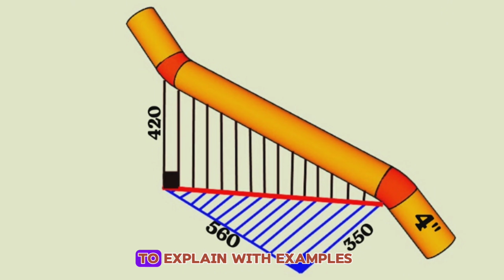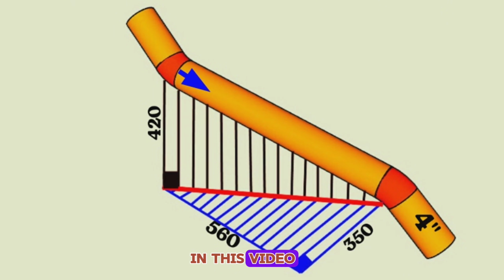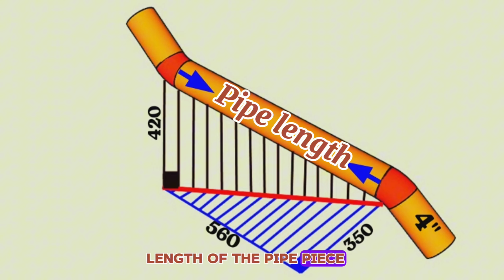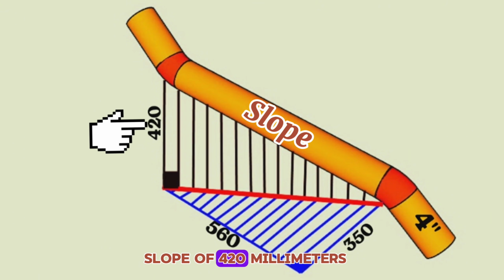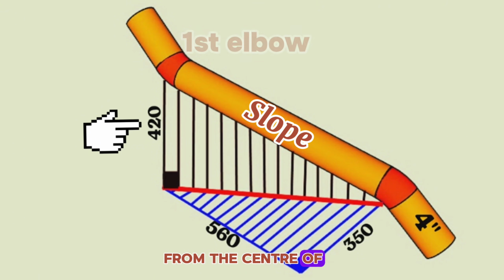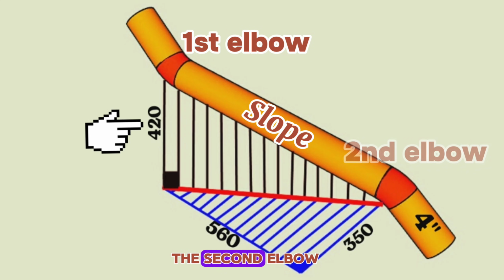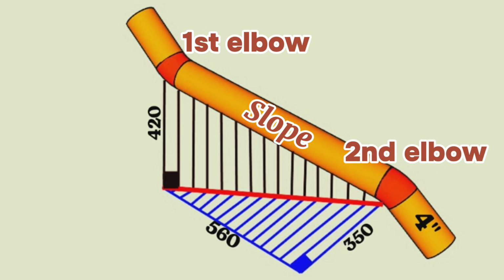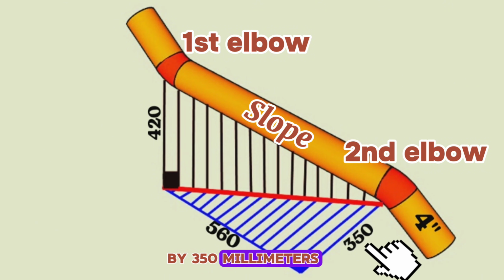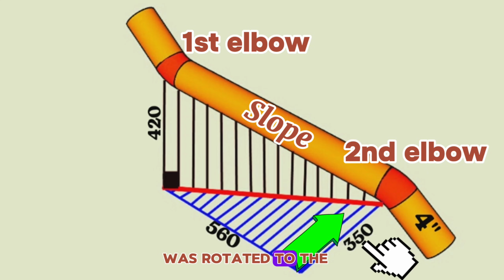We will try to explain with examples in this video how to calculate the length of the pipe piece in the 4-inch pipelines. In the pipeline you see on the drawing, there is a vertical slope of 420 mm from the center of the first elbow to the center of the second elbow. At the same time, the pipeline was turned horizontally to the left by 350 mm at the second elbow, rotated from the first elbow.